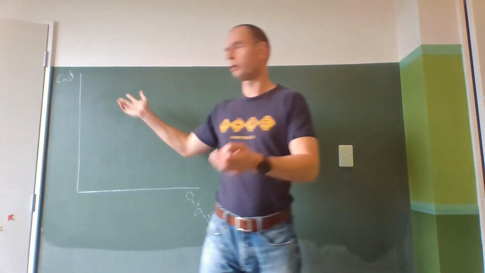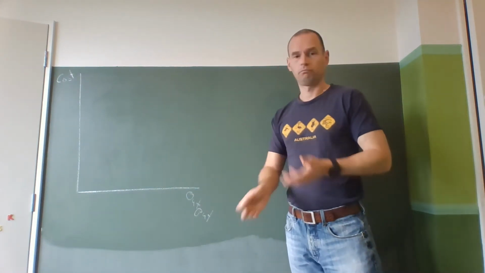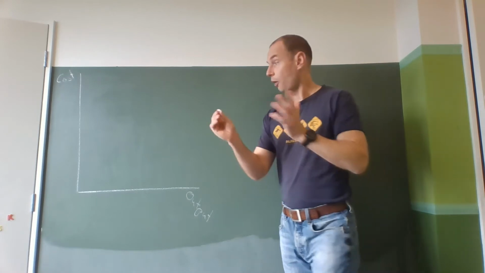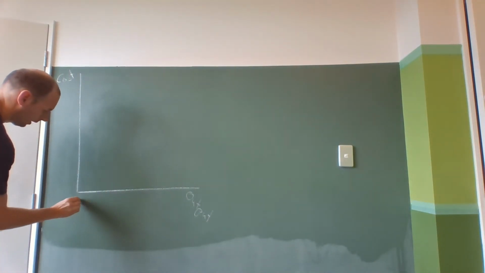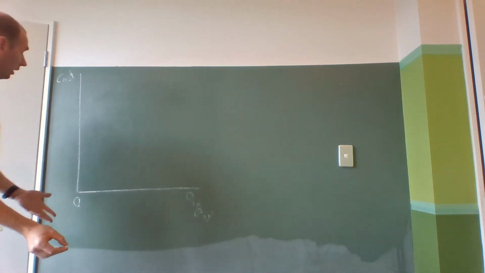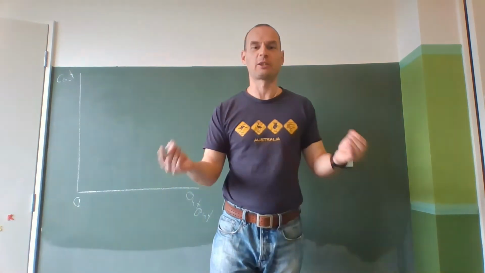So cost is measured in dollars, output in number of t-shirts. Now, if my output is 0, will my cost be 0? The answer is obviously no. My cost will not be 0 because I have fixed costs.